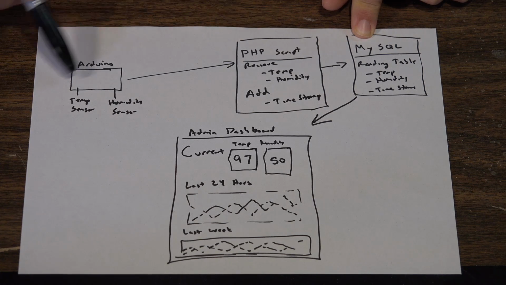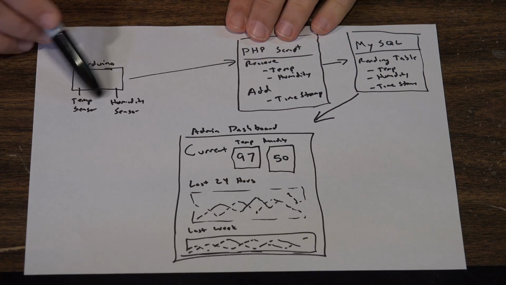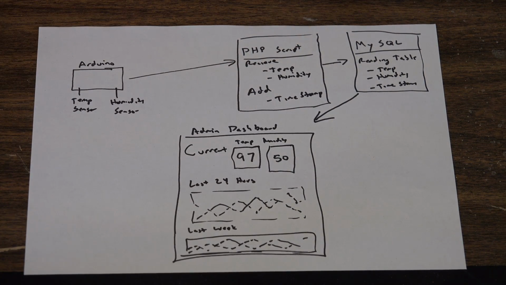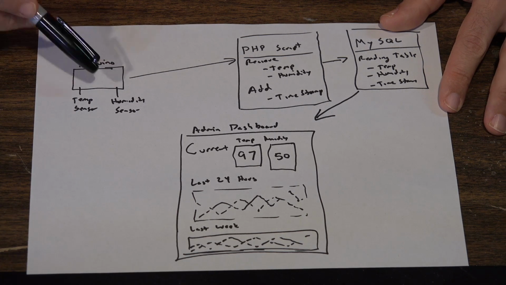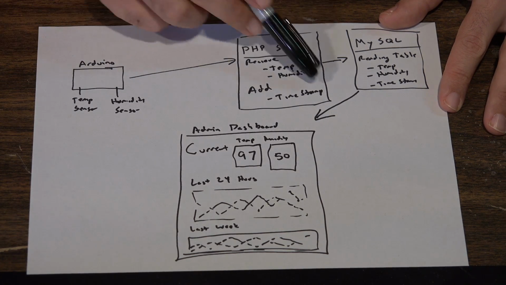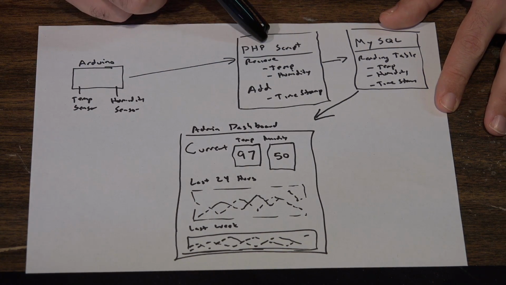So what I'm going to have is, I don't want to have to deal with an extra module. I don't want to have to deal with coding for it. I don't want to deal with failures or dead on arrival or any of that kind of thing. So I'm not going to put the real-time clock on the Arduino itself. I'm simply going to add a timestamp from the PHP script.